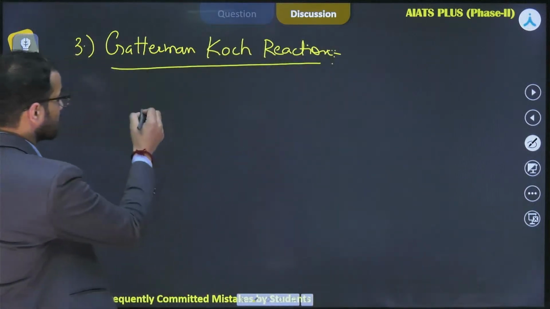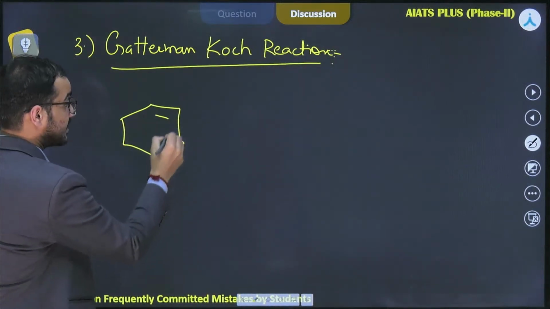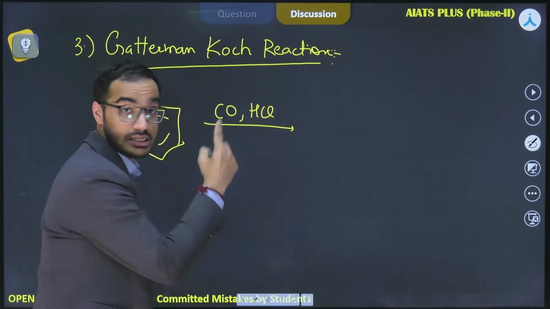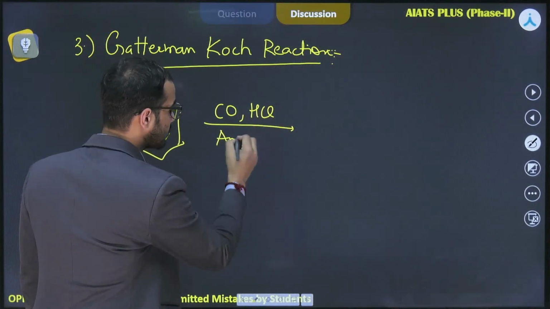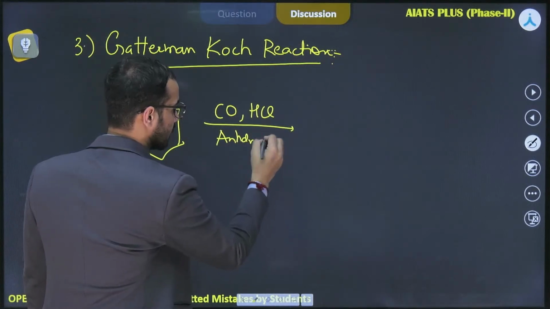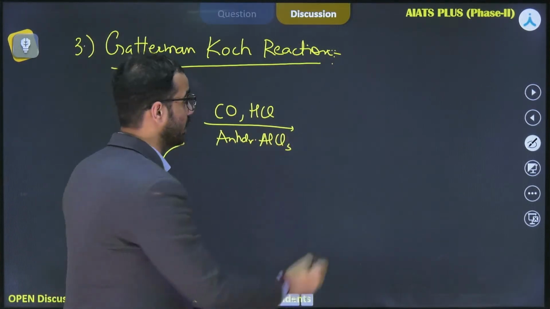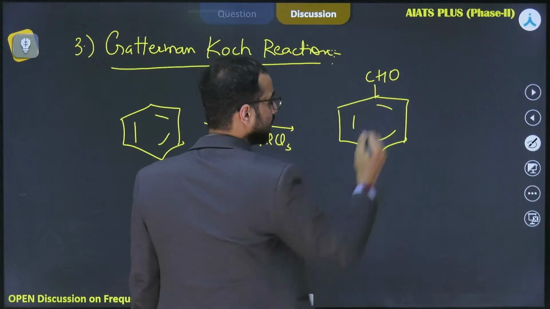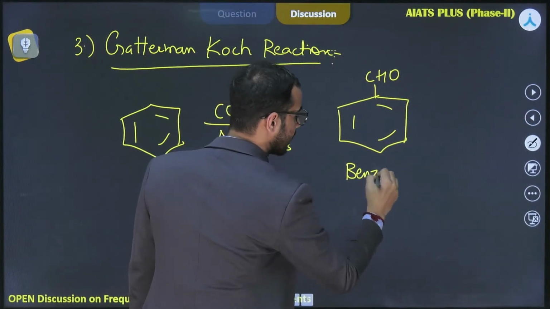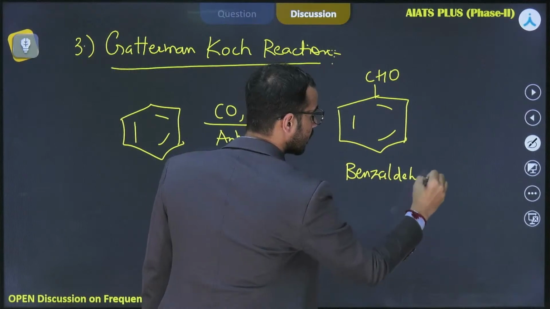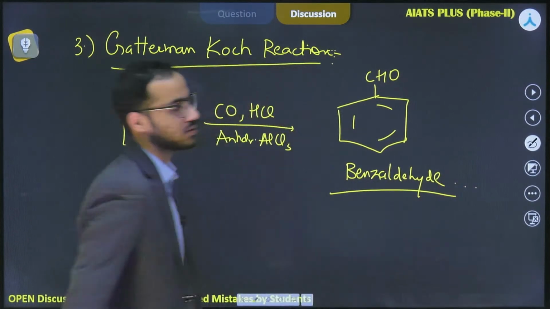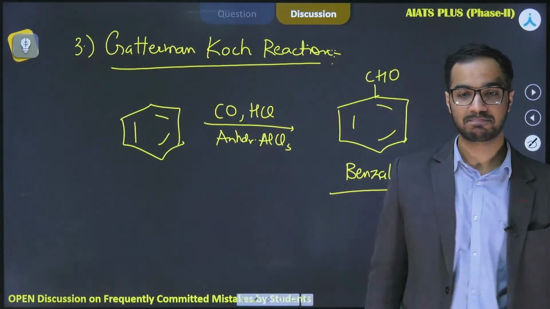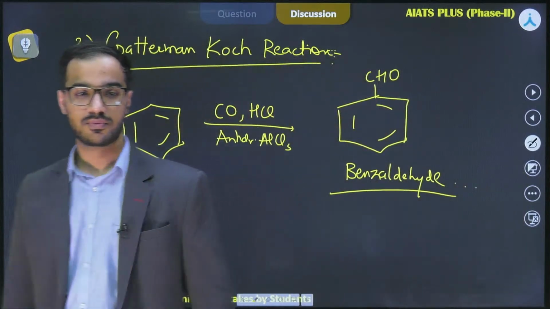The substrate is benzene, and you are reacting it with CO in the presence of HCl and an anhydrous Lewis acid, we can say AlCl3. You will get benzaldehyde as the major product. This is the product formation in this reaction. Okay? Is it clear?